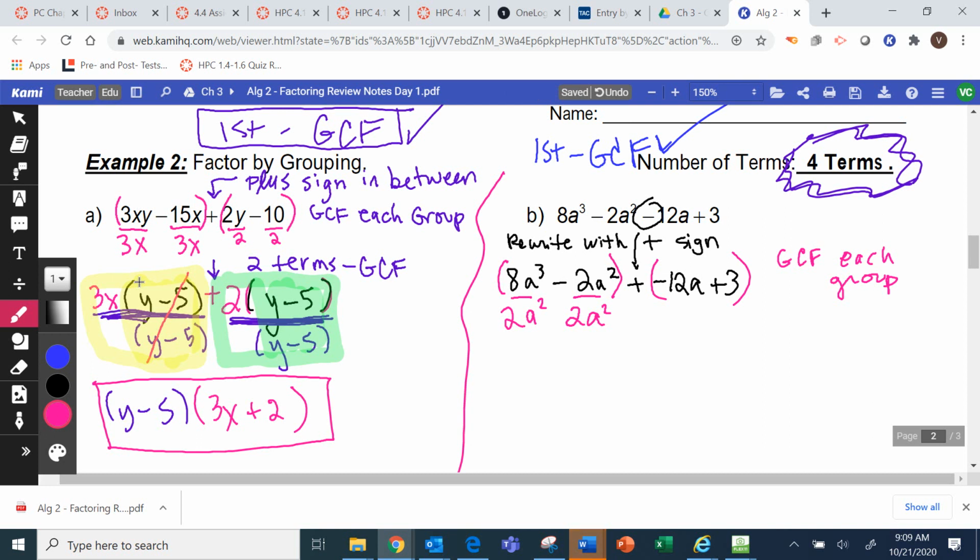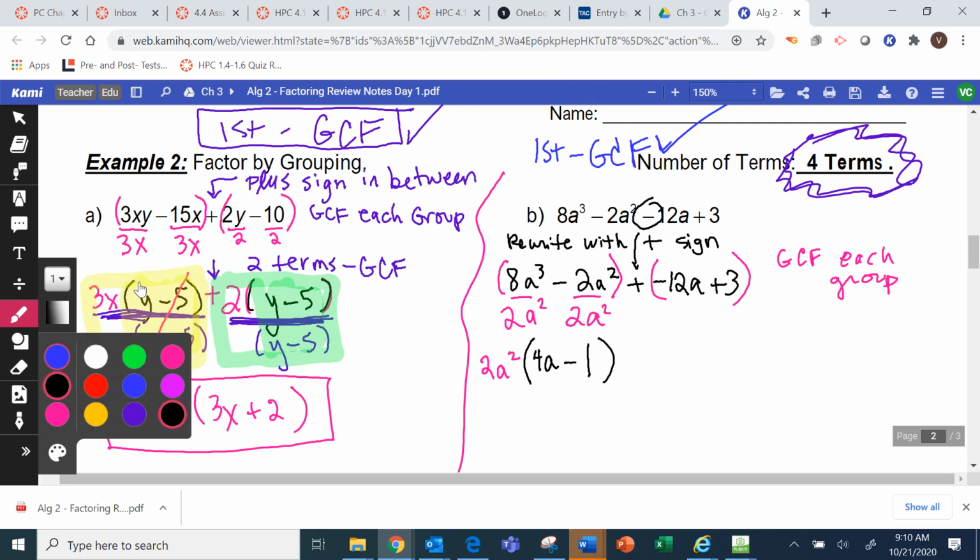So we're going to take out 2a squared. When we take that out, we're going to have left over 4a minus... I'm dividing 2a squared by 2a squared. What happens when I divide the same thing on top and the same thing on the bottom? What do I get? Do I get 0 or do I get 1? I get 1 when I'm dividing.